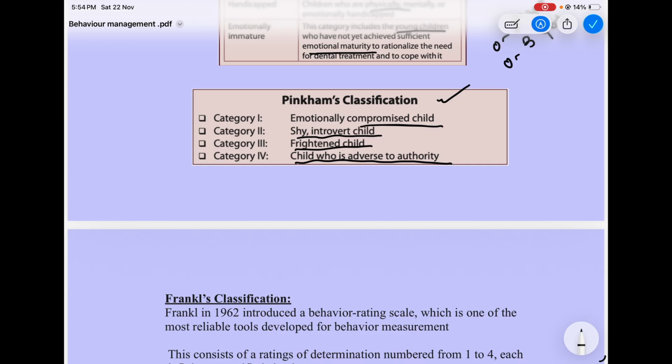This category includes children who have the cognitive ability to cooperate but choose not to. Their behavior is a challenge to the dentist's authority. They use phrases like I don't want to or you can't make me. They try to dictate the situation, give orders, or actively push away instruments. This behavior is more common in older preschooler or elementary school age group who are testing boundaries.